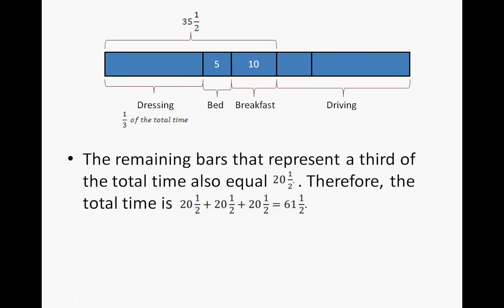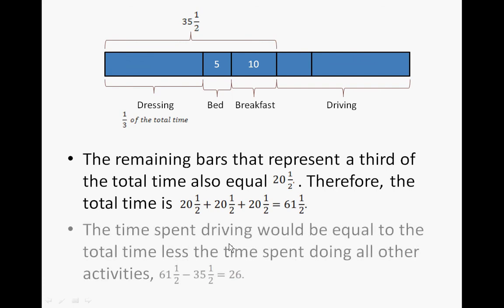Well, the remaining bar that represents 1/3 of the total time is also 20.5 minutes. So this next part right here is 20.5 minutes, and this last part right here is 20.5 minutes. So if we have 3 of those, 3 times 20.5 minutes would be 61.5. So the time spent driving would be equal to the total time less the time spent doing all the other activities. So 61.5 minutes for this whole thing minus the 35.5 minutes is going to leave 26 minutes. So 26 minutes is left for driving.